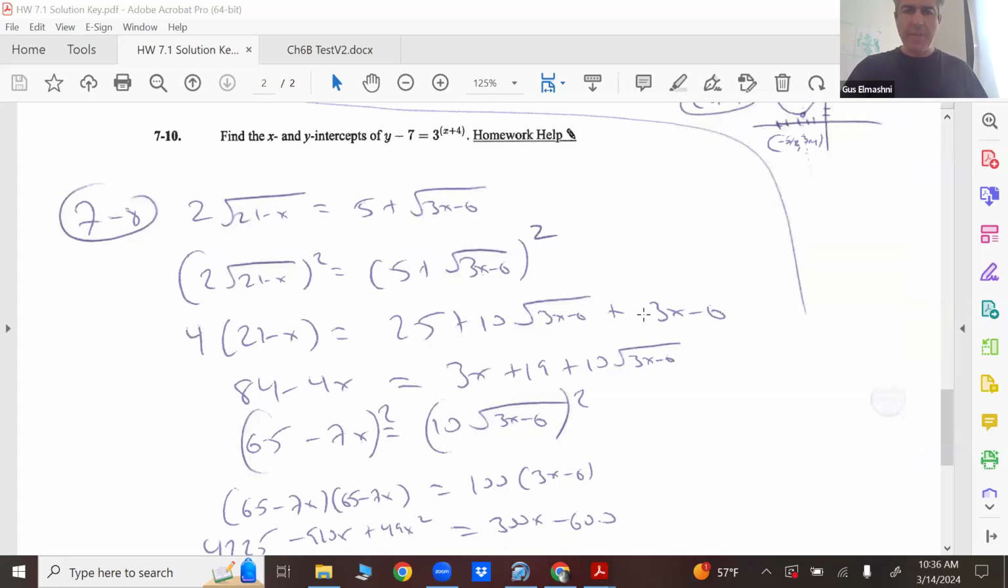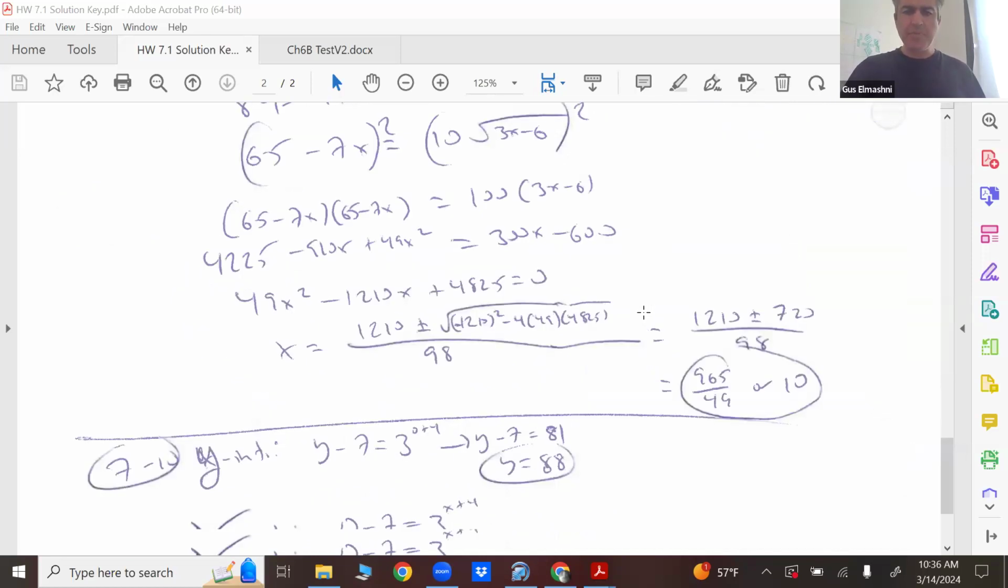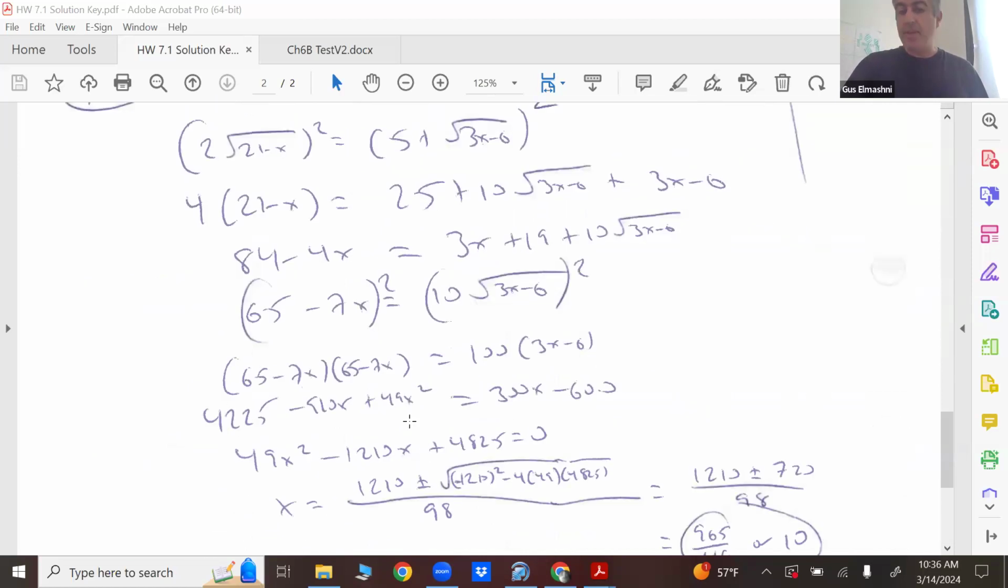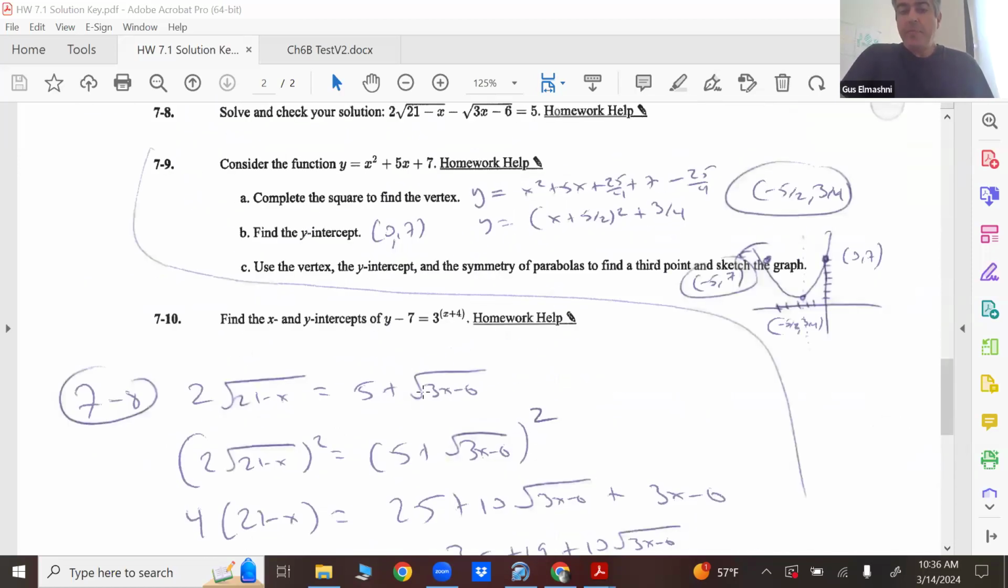7-10, find x and y intercepts. Yeah, it's easy. Plug in 0 for x, solve for y. That's easy. I get 88. But when you plug in 0 for y and solve for x, that requires a log of a negative, which you can't do. So it means that this does not cross the x-axis at all. In fact, it wouldn't, because if you add 7 to both sides, that shifts 7 up. So the graph looks like this. It never touches the x-axis. So forget about it. It doesn't work.